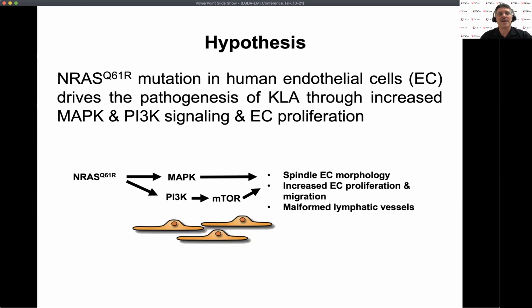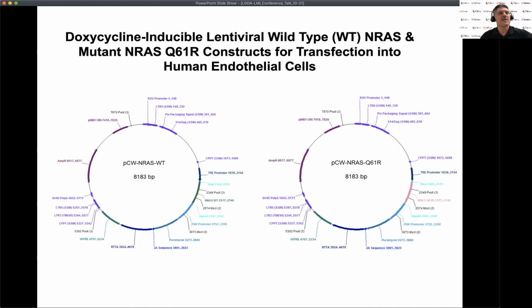Based on this finding of the NRAS Q61R mutation in the tissue of KLA patients, and the pathways known to be downstream, we propose a hypothesis shown here. The schematic below outlines this hypothesis, where hyperactivation of MAP kinase and PI3 kinase mTOR signaling pathways by NRAS Q61R drives the endothelial cell spindle morphology, increased cell proliferation, and migration of these endothelial cells into other tissues, leading to malformed ectopic lymphatic vessels.